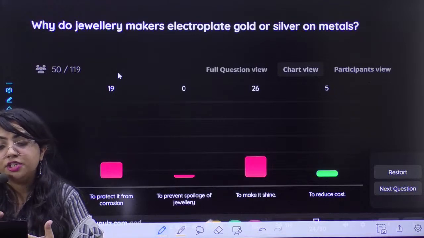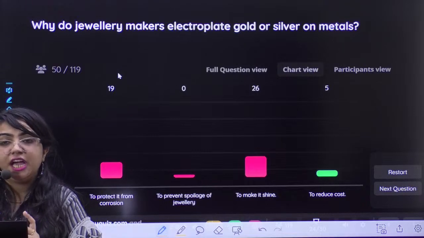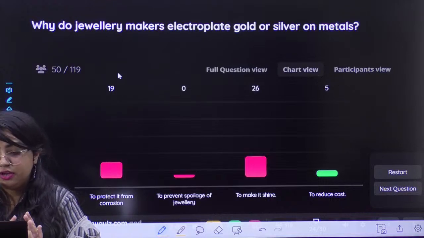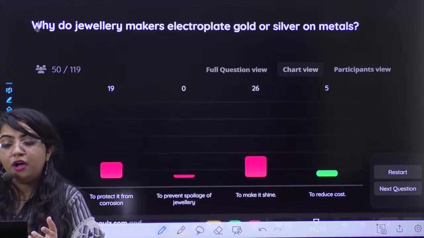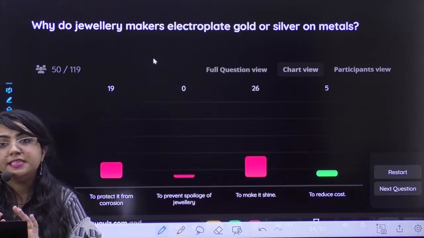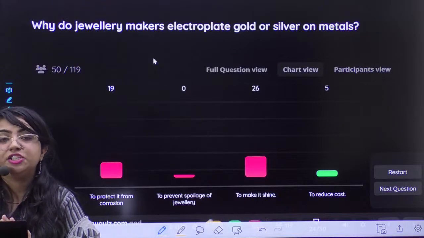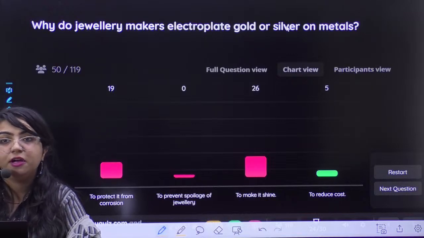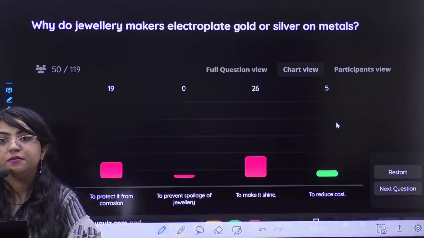So jewelry makers usually electroplate gold and silver on metals so that they will have a shiny or lustrous appearance like gold or silver, but at a much lower cost, so that we can easily buy them, but they are not completely made of gold and silver. Say, suppose aluminium is electroplated with the help of gold and silver. The gold and silver will provide that shine or luster on that metal, but it is not actually made up of gold and silver completely. So the correct option for this question is to reduce cost.